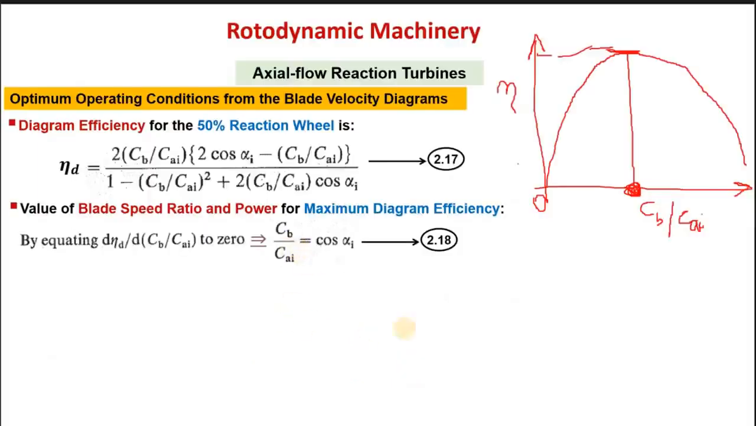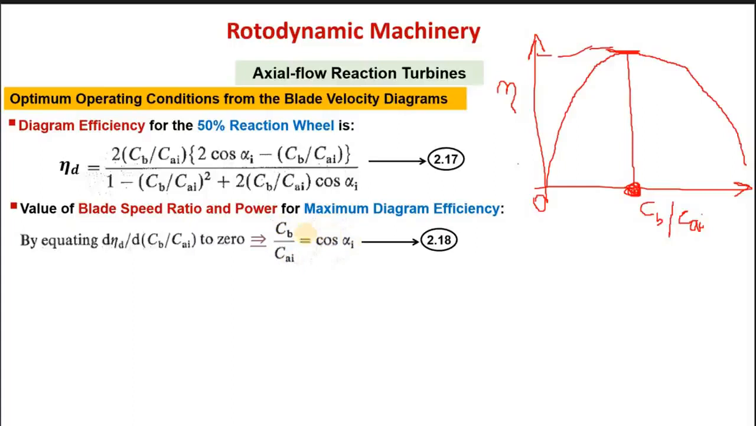So let's go back. This is CB over CAI, the point on the efficiency versus CB over CAI curve at which the efficiency will be maximum. And this CB over CAI should be equal to cos alpha I for the 50% reaction turbine. If you compare with equation 2.18, you can see that for alpha I equal to 0, the optimum for this reaction turbine means CB over CAI is equal to 1.